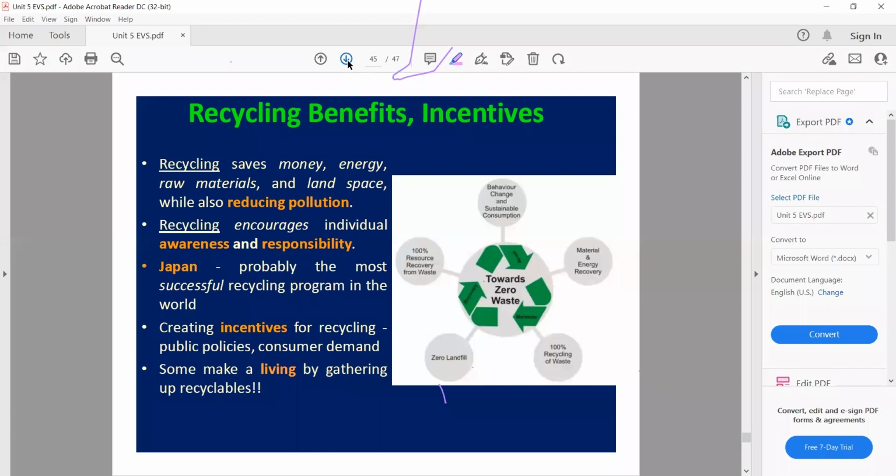Recycling saves money, energy, raw material, and land space while also reducing pollution. Recycling encourages individual awareness and responsibility. In Japan, it is very successfully done. Fine.